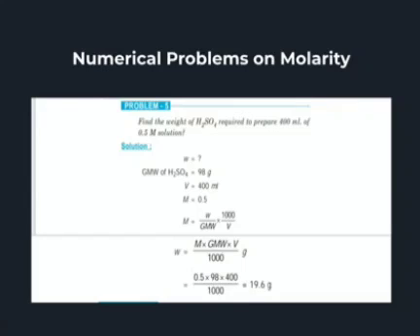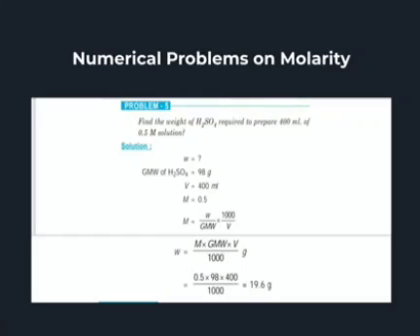The gram molecular weight of H2SO4 is 98, which is calculated from the molecular formula of H2SO4, that is 2 into 1 plus 1 into 32 plus 4 into 16, that will become 98. Now molarity of the solution capital M is equal to weight by gram molecular weight into 1000 by V. Then weight W is equal to M into GMW into V by 1000.